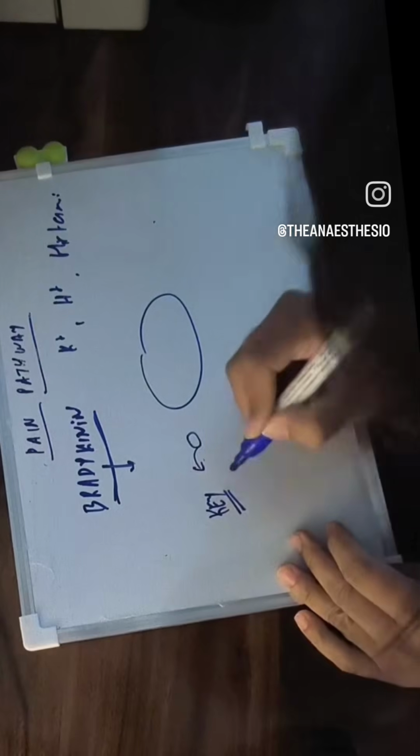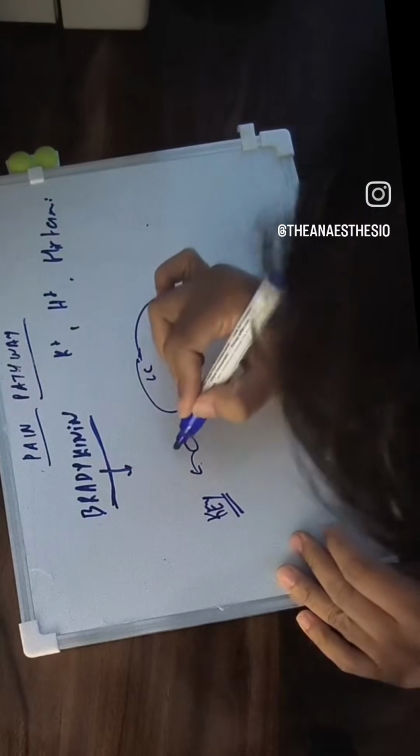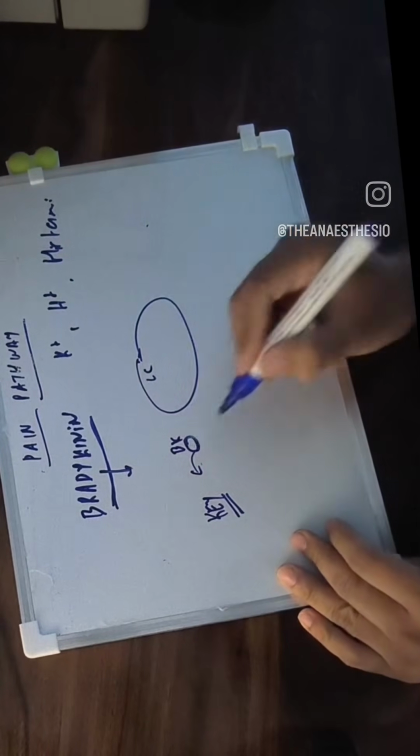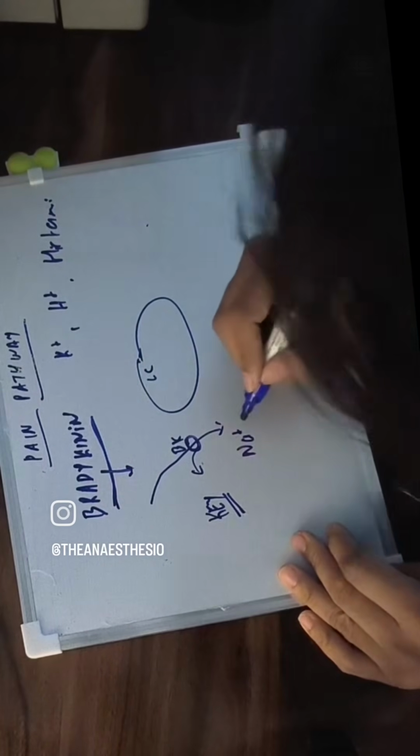Okay, let's say the nerve ending has two channels like this. You can mimic this small channel as a key. Once you open this key, this large channel will get open. So bradykinin will attach to this one channel, and it will open this small channel.